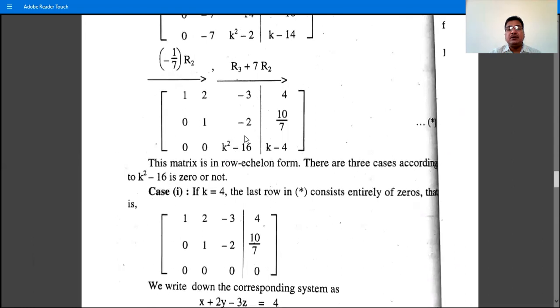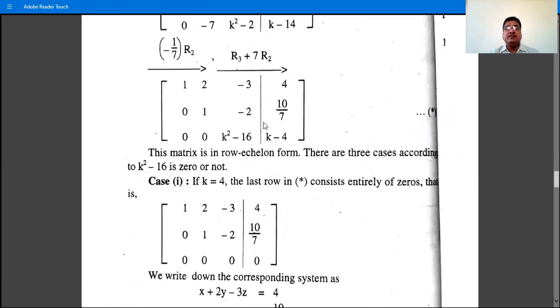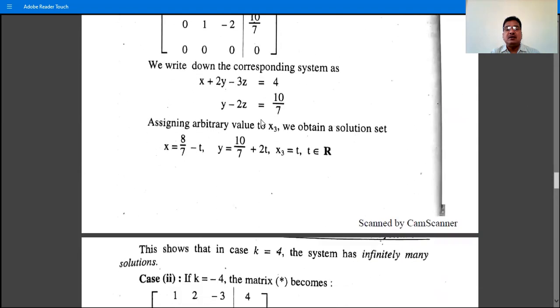So if k is 4, then this is 0, this is 0. Rank of A is equal to rank of AB, and it is equal to 2, which is strictly less than the number of variables. And so if k is 4, then the system has infinitely many solutions.